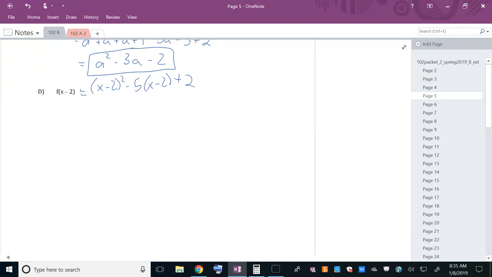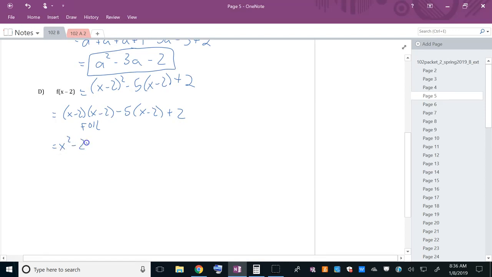And I've just scrolled up here so you have more space to write. So once again, to square means to multiply something by itself. So let's take a step and rewrite so that we can FOIL. x times x is x squared. Then I get minus 2x, another minus 2x. Negative 2 times negative 2 is positive 4.